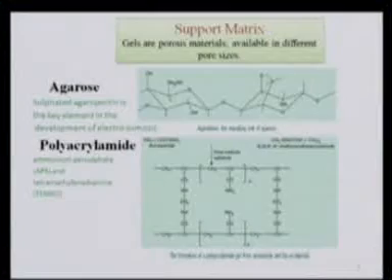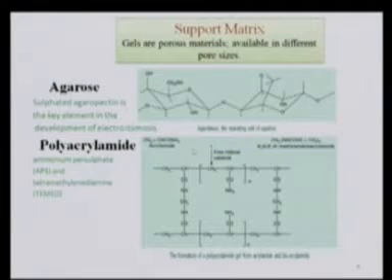Now friends, in this slide you can see there are different supporting matrices which we are going to use to perform electrophoresis. For example, an electrophoresis matrix is nothing but a supporting material which is porous in nature and which has different pore sizes.